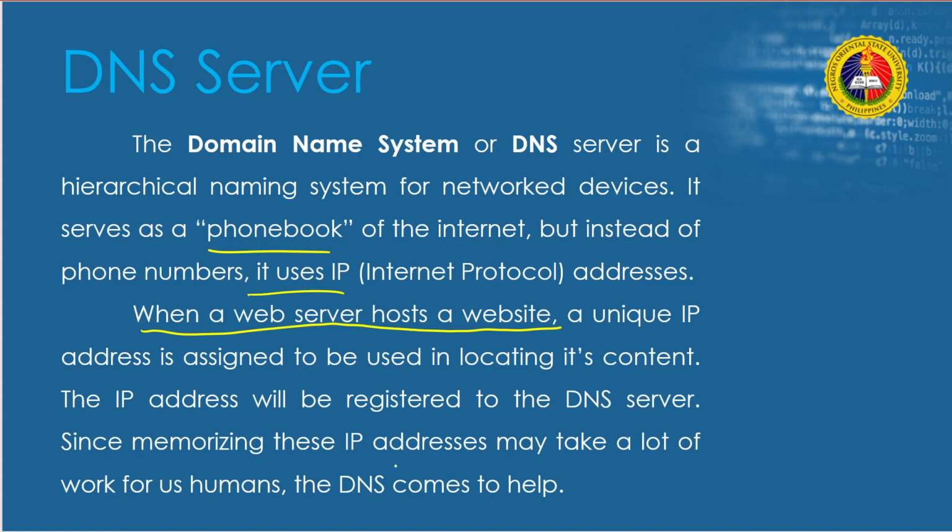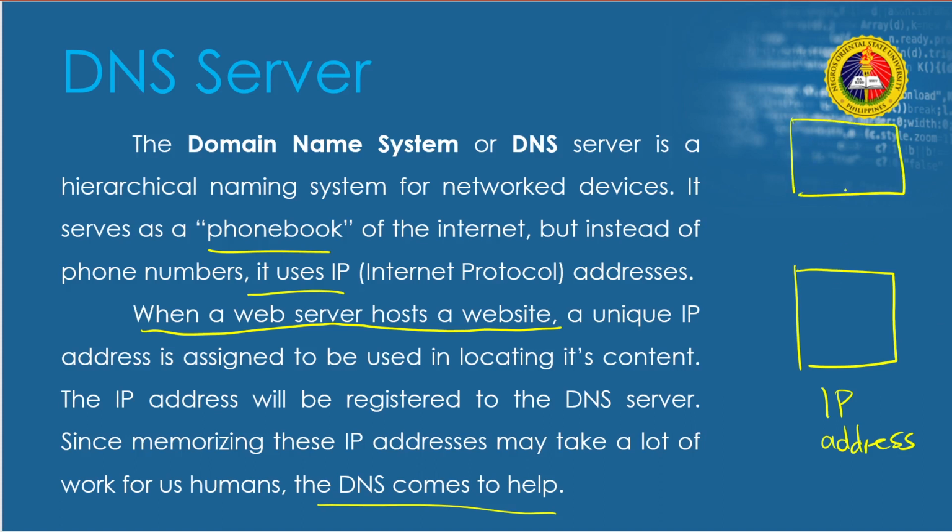Since memorizing these IP addresses may take a lot of work for us humans, the DNS comes to help. So every website has its own web server, and that web server has its own IP address. Let's go back to our very first topic. We all know that the World Wide Web consists of millions of computers around the globe connected to each other. And how are they connected? For two devices to be connected, they have their own IP addresses. The same case with the DNS server: it saves the IP addresses of all the computers that are connected to the internet. So when a web server hosts a website, a unique IP address is assigned to be used in locating its content.